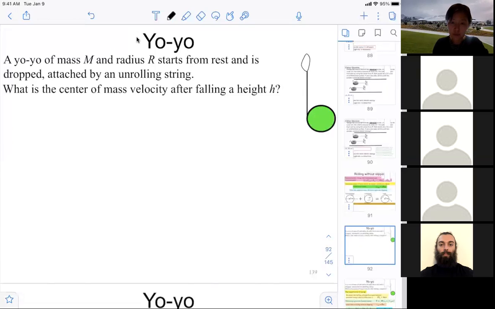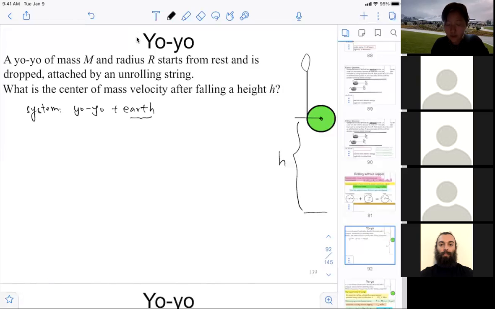It's asking, if you release it from a height h off the ground, what is the velocity of the center of the mass of the yo-yo after it falls for a height h? Okay, so it seems to be using a conservation of energy approach. So we have to define our system, right? We treat our system to be our yo-yo plus the Earth, because we want to be able to talk about potential energy. So I'm going to include Earth in my system.